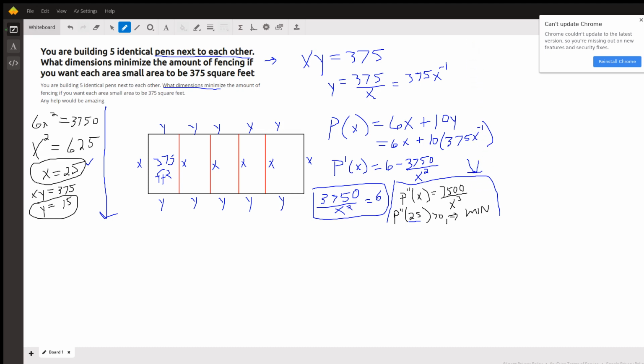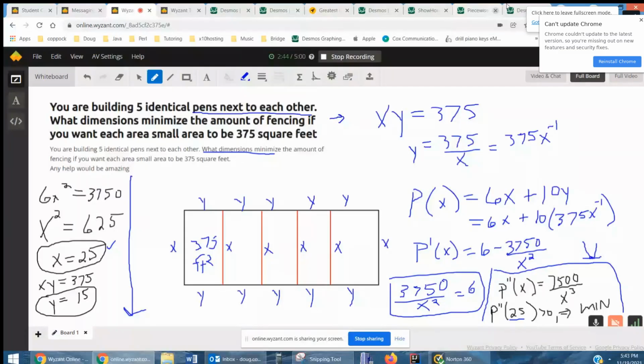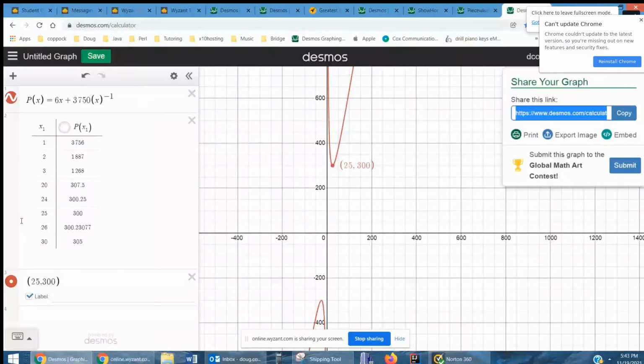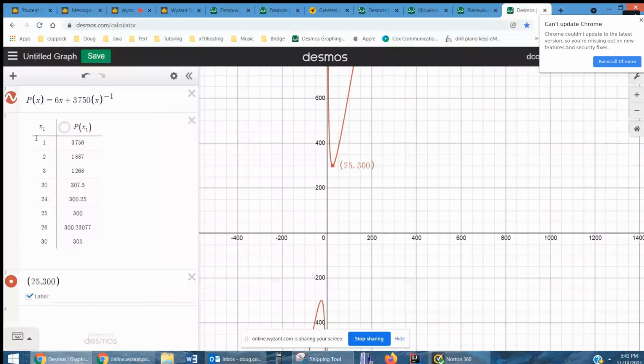And if I share my screen and go to Desmos, here's a picture of that function with some values substituted. It looks like when x is 25, we do have a minimum amount of fencing, 300.